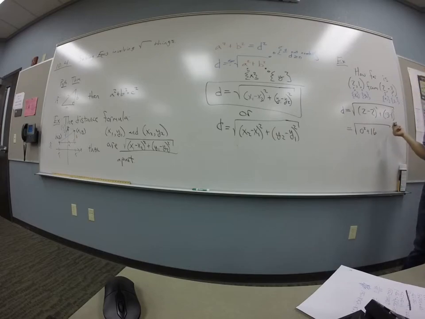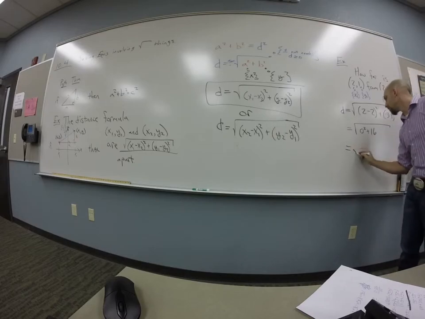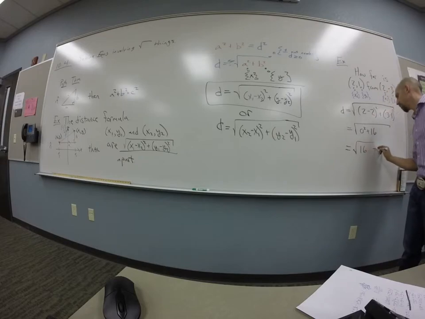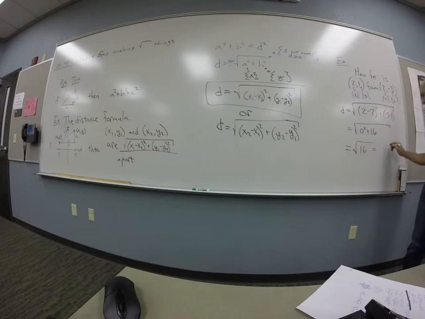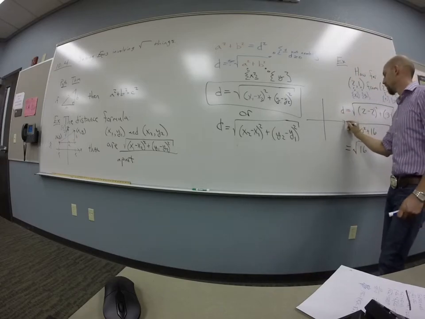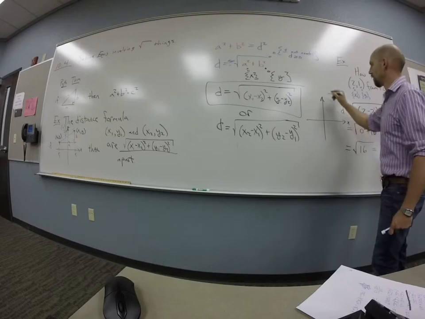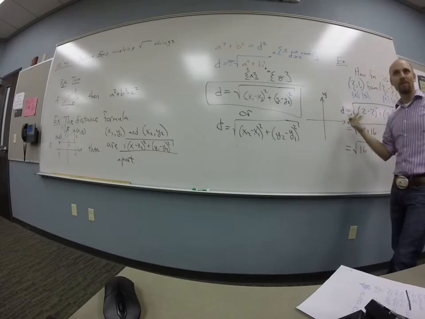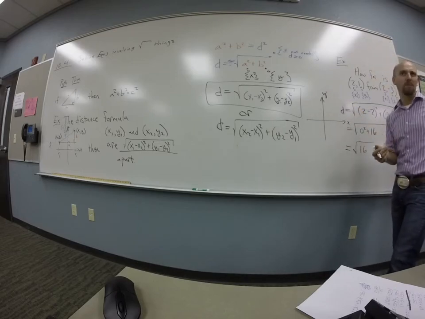Keep in mind, I may as well be squaring 4 there, right? That's doing the subtraction the other way. Okay, so I get the square root of 16, which is 4. Okay, now I should check with my intuition, right? So let me graph these quick. You guys don't have to do this. I just want to check, right? First time using the distance formula, I should probably think about whether or not it worked.